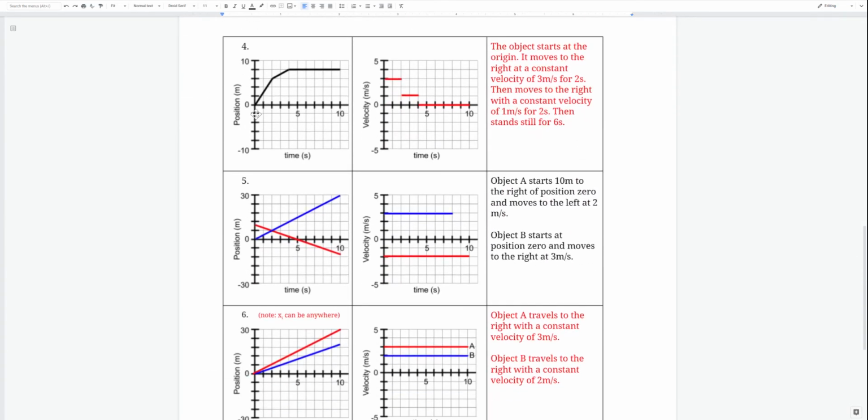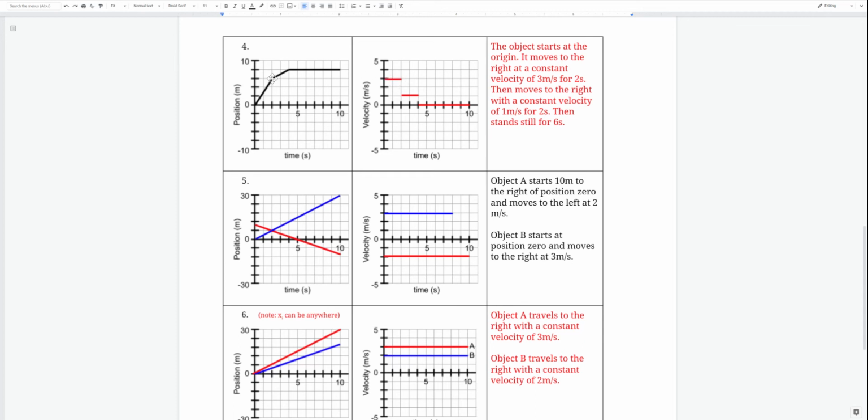In number 4, we are given this position time graph. Notice our scale here is counting by 2s. So for the first portion, our object goes from 0 to 6 in 2 seconds. So that means its velocity is 3 meters per second to the right. So we draw a line at positive 3 for the first 2 seconds.